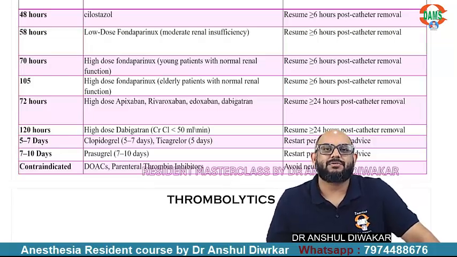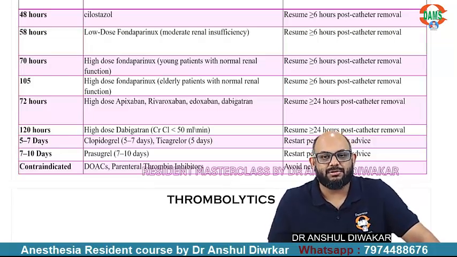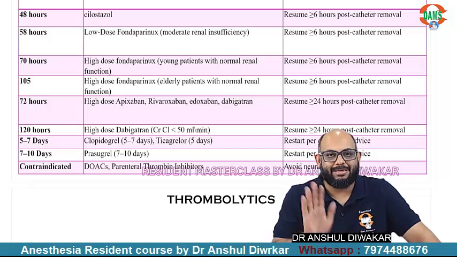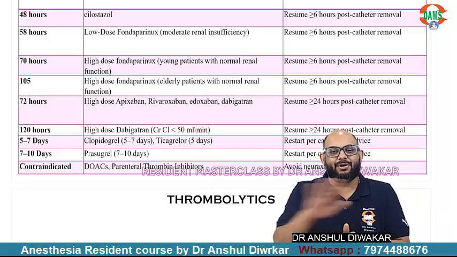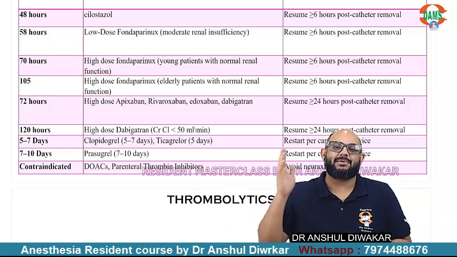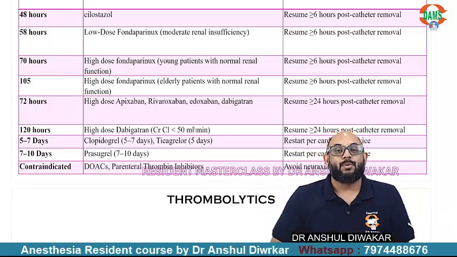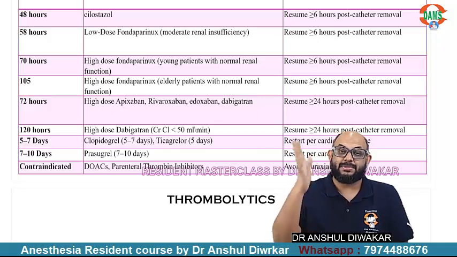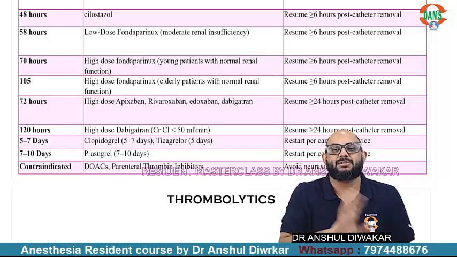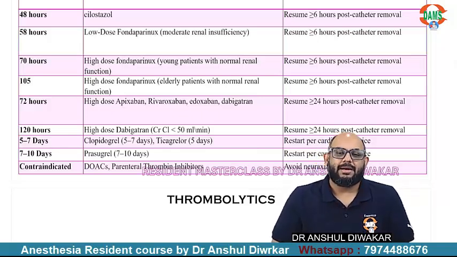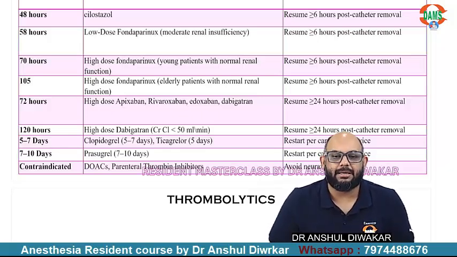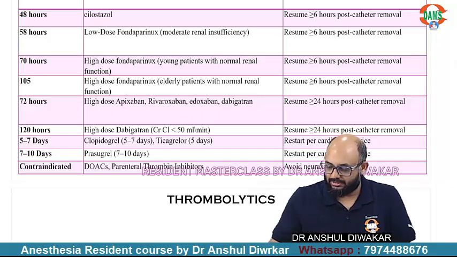And 72 hours is high dose apixaban, rivaroxaban, edoxaban, dabigatran. This is where everybody is okay. 72 hours, high dose of all DOACs: apixaban, rivaroxaban, edoxaban, dabigatran. 120 hours, which is the longest? High dose dabigatran when there is low creatinine clearance. 5 to 7 days for clopidogrel and ticagrelor 5 days, prasugrel 7 to 10 days, and contraindicated are DOACs and parenteral thrombin inhibitors. Avoid neuraxial, not DOACs.